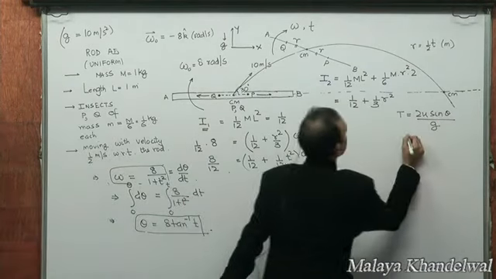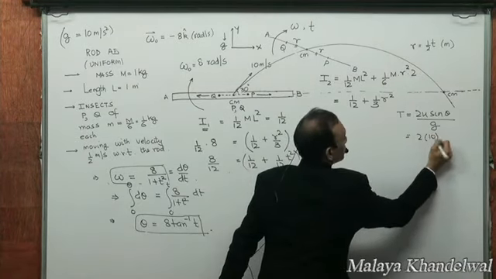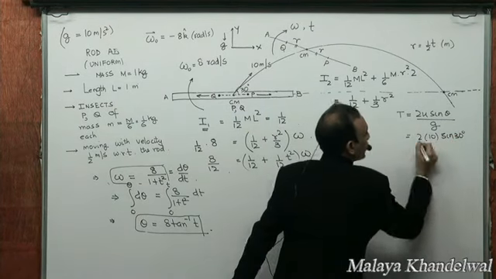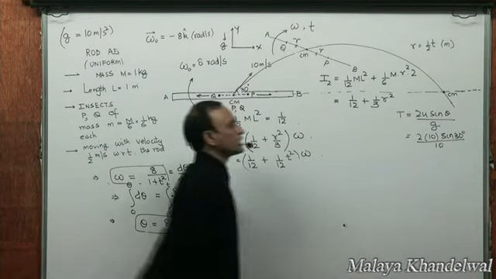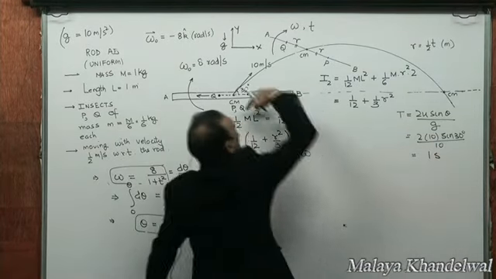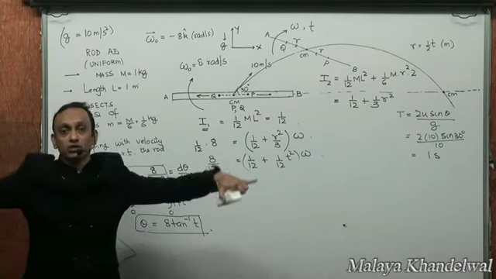So that brings us to u = 10. That makes it 2 × 10 × sin 30° divided by g, which is 10. Sin 30° is half, so that makes it simply 1 second. That means in 1 second, the center of mass comes to the same horizontal level.